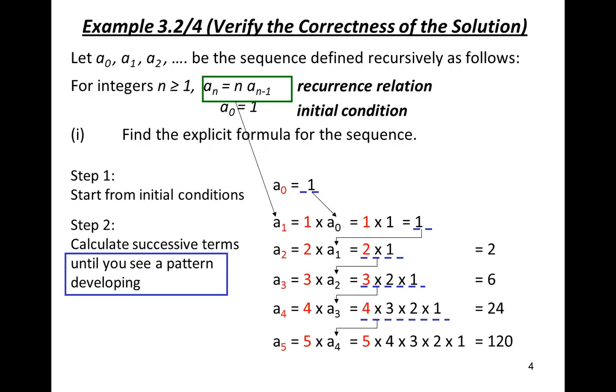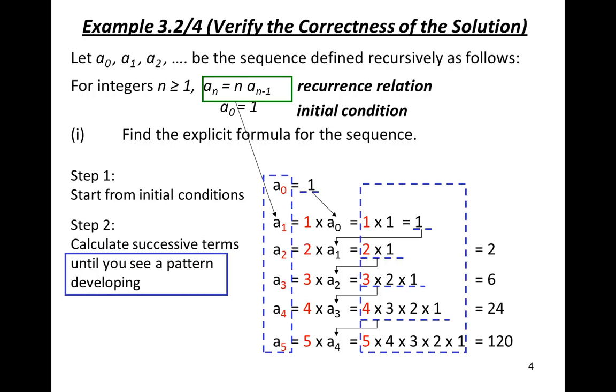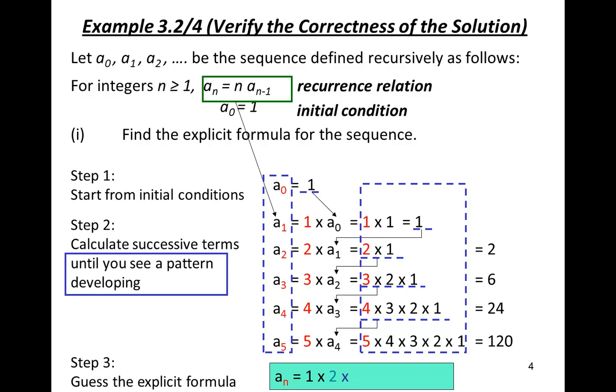Are you able to see any pattern yet? Well, if you focus on these two areas, you will notice that 1 times 2 times 3 times up to the subscript number. Hence, in step 3, to guess the explicit formula, we can infer that for any generic n, a sub n is equal to 1 times 2 times 3 times all the way to n, which can be written in shorthand as n factorial.